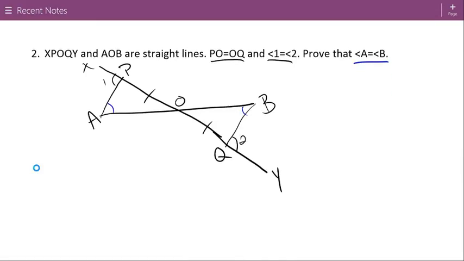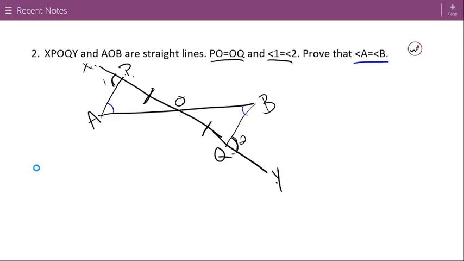Okay, so we are told that XPOQY and AOB are straight lines. So 180 degrees is going to be important there. Okay, so PO here is equal to OQ, which is why I have these lines there. Angle 1 over here is equal to angle 2. Good information to have there. And then prove that angle A is equal to angle B. So we're looking for that in the blue.